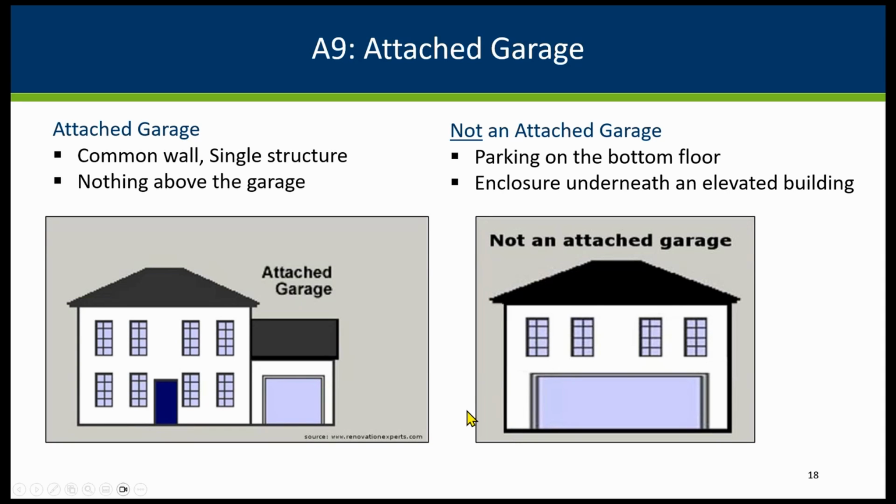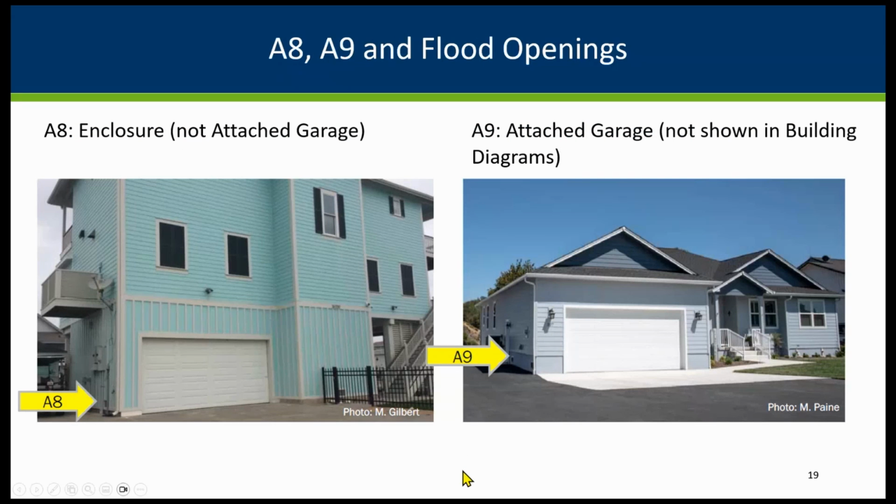In this particular case, again, it's used for parking, access, or storage only. Kind of continuing our theme on enclosures and attached garages, the house on the left, you can see that's got the enclosure. We've already defined what that is. You're going to complete section A8 of the elevation certificate. Now the house on the right, that's an attached garage. You are going to use or complete section A9 of the elevation certificate.